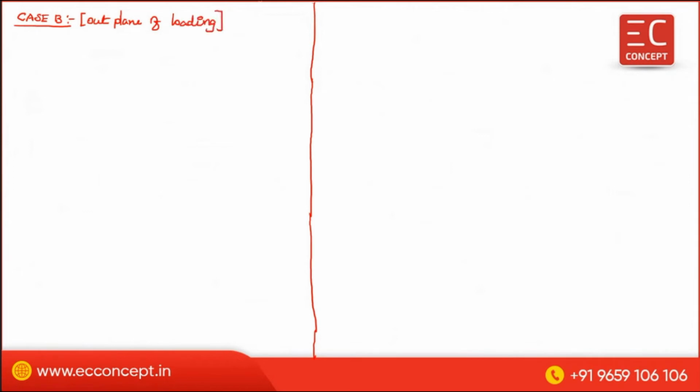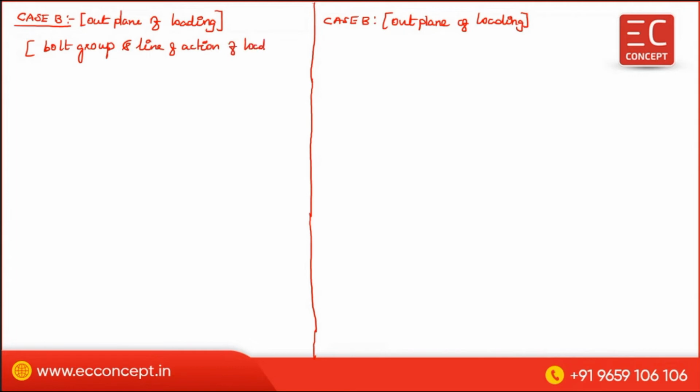In the eccentrically loaded connection, case B that we are going to see now is out-of-plane loading. Out-of-plane loading means the bolt group and the line of action of the load do not lie on the same plane.